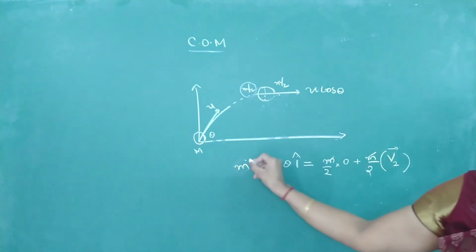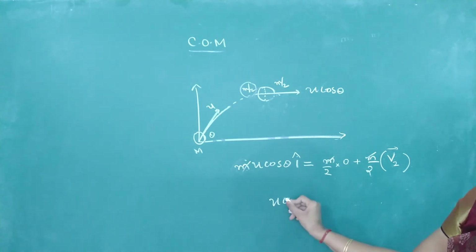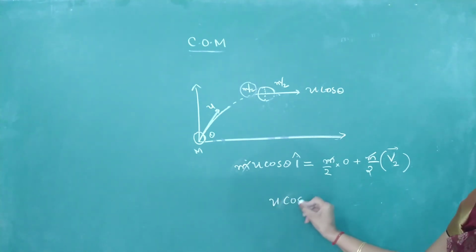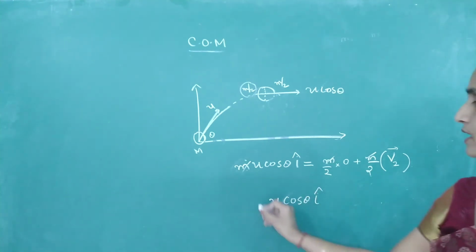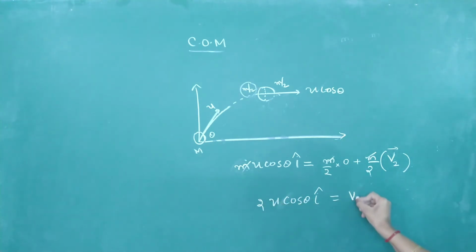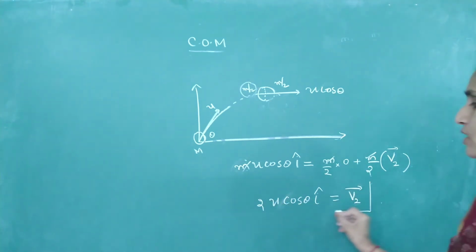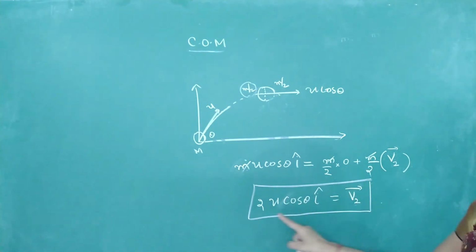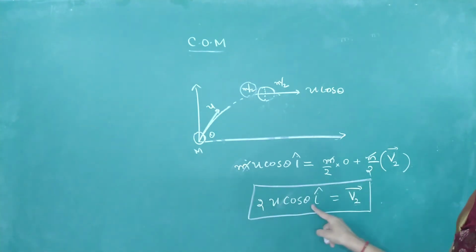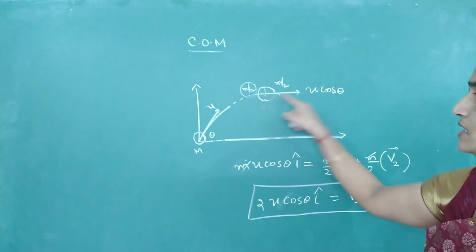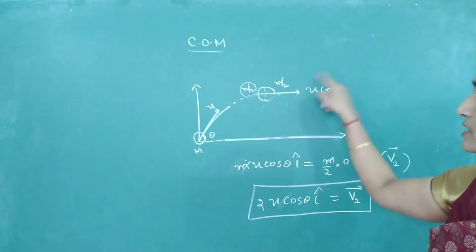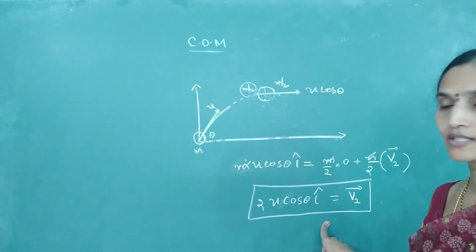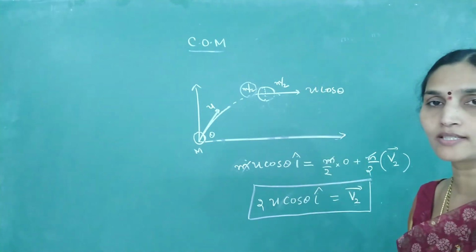M will anyway get cancelled. So u cos theta i cap into 2 should be v2. So what is the velocity of the second particle? v2 should be 2u cos theta i cap. That means it has a speed equal to 2u cos theta, double the value of u cos theta.